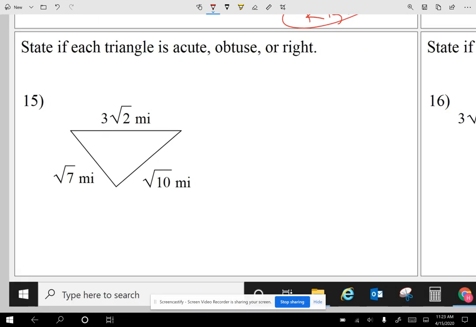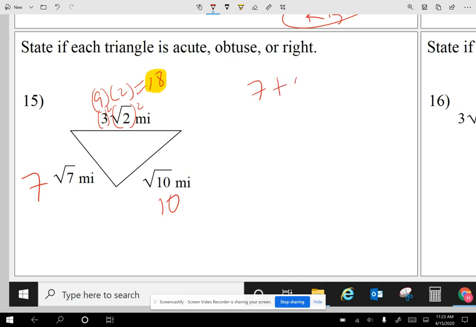All right, let's take a look at number 15. I'm going to square all of them. Let me start with the easy numbers. Square root of 7 squared, this is 7. When you square a square root, you just get the number on the inside. Square root of 10 squared, this is just 10. Now, 3 radical 2. I know 3 squared will give me 9. Square root of 2 squared gives me 2. 9 times 2, that's 18. From the three numbers, the one that's biggest is 18, so that's my c squared.